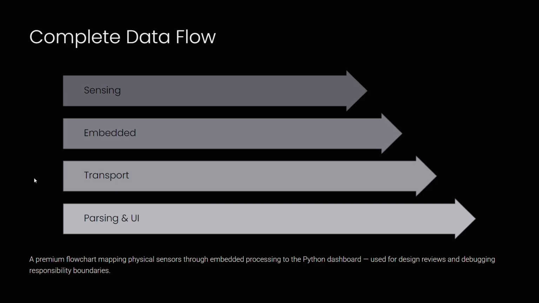Now complete data flow. From start to finish, data moves through four stages: sensing, processing, sending, and finally showing up on the screen. This flow helps us test and fix the whole system easily.